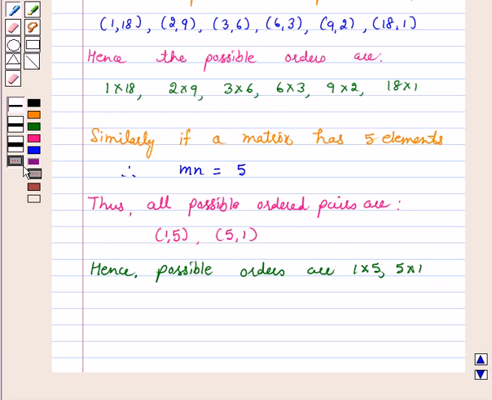Answer for the above question is, if a matrix has 18 elements, then the possible orders are 1 by 18, 2 by 9, 3 by 6, 6 by 3, 9 by 2, and 18 by 1. And if a matrix has 5 elements, then the possible orders are 1 by 5 and 5 by 1.